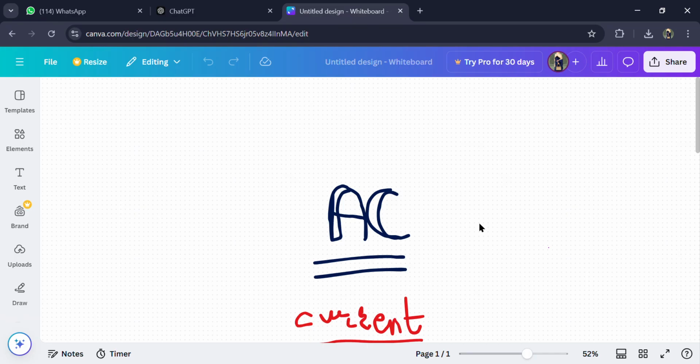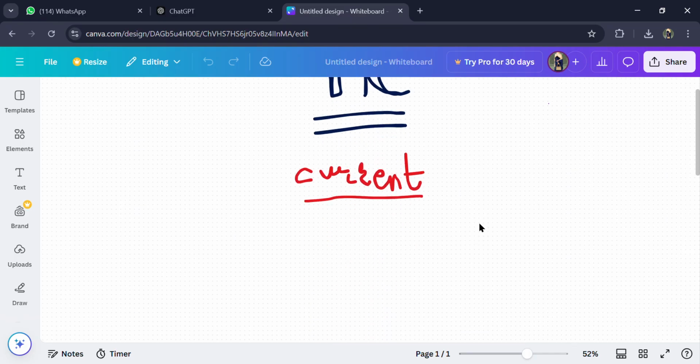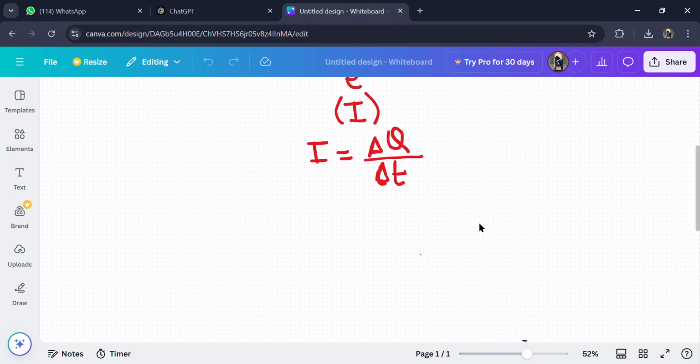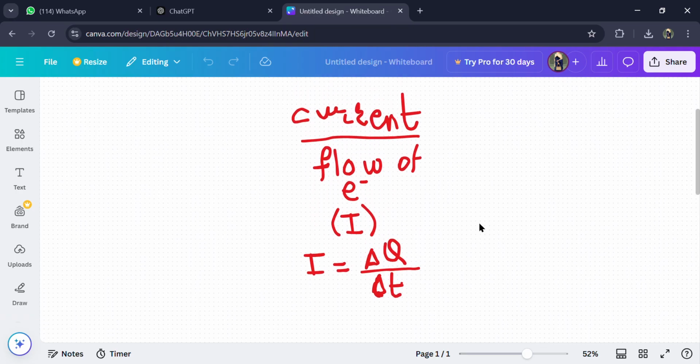If we talk about the basic definition, current is basically the flow of electrons. It's usually denoted by the symbol I, and I is always equal to the change in charge Q divided by change in time. So with respect to time, how much the flow of electrons changes, it's called the current. This is the basic definition of the current.